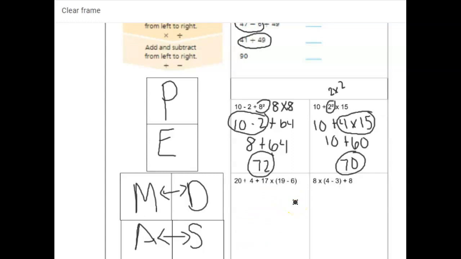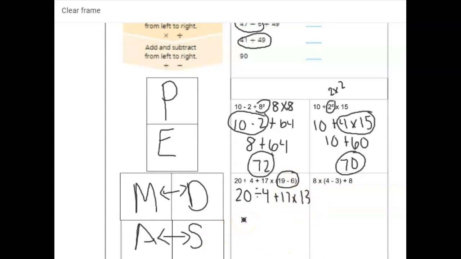We have 20 divided by 4 plus 17 times, in parentheses, 19 minus 6. First thing we look for are parentheses, and there is parentheses in this one. So we're going to circle that. I'm going to rewrite our problem. 19 minus 6 is 13.